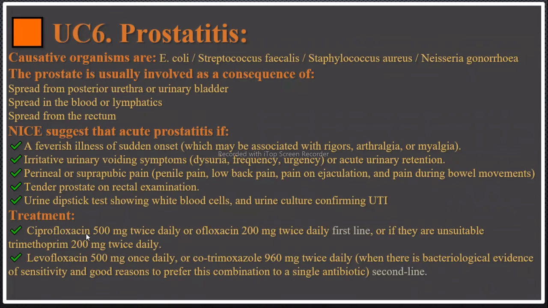Treatment: ciprofloxacin 500 milligram twice daily or ofloxacin 200 milligram twice daily, first line. If unsuitable, try trimethoprim 200 milligram twice daily. Levofloxacin 500 milligram once daily or co-trimoxazole 160 milligram twice daily when there is bacteriological evidence of sensitivity and a good reason to prefer combination to a single antibiotic. This is second line. So think about first line, ciprofloxacin.